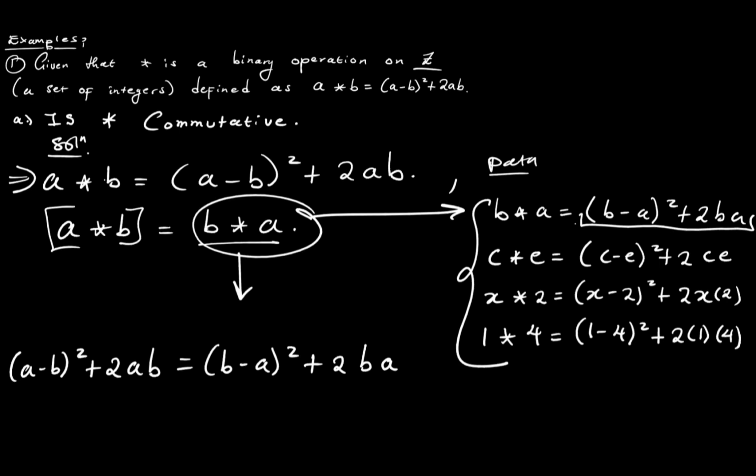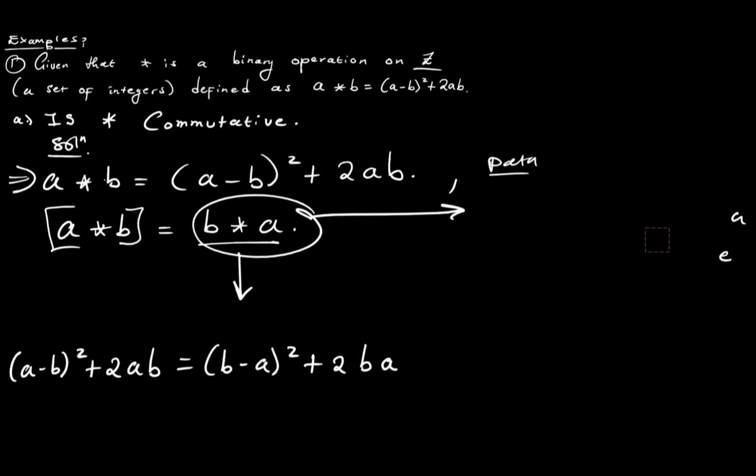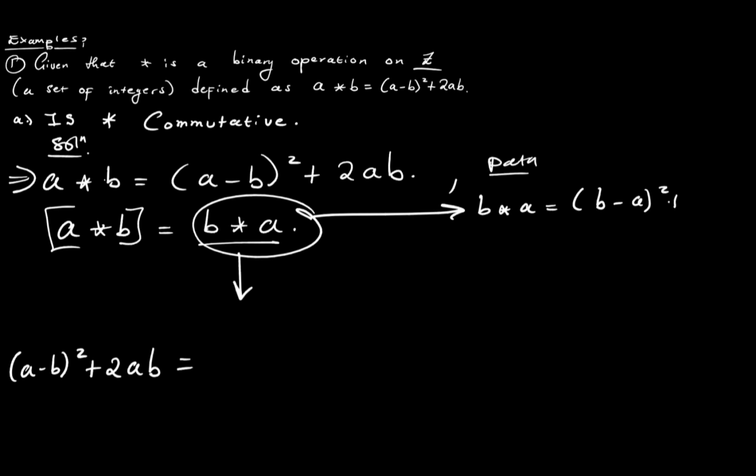Now, what you need to understand is this. B star A can be written in a way that could make more sense. Because others, just by doing this, could conclude to say, no, it is not commutative. But what I want you to understand is this. Let me show you something. Since we know that B star A is equal to (B minus A) squared plus 2BA.